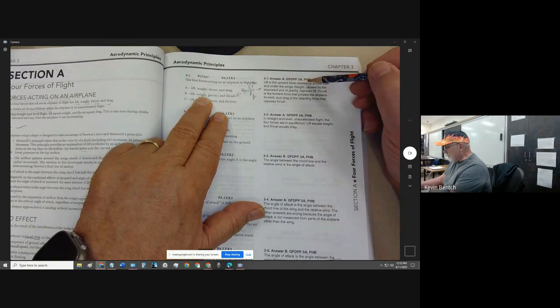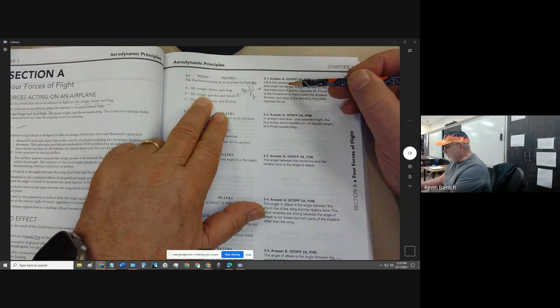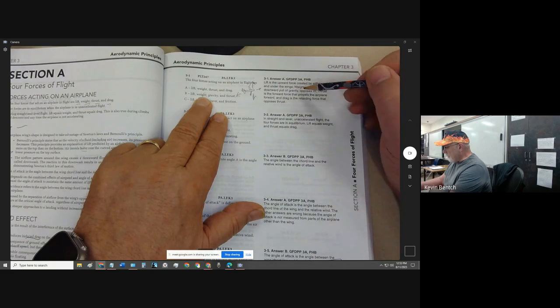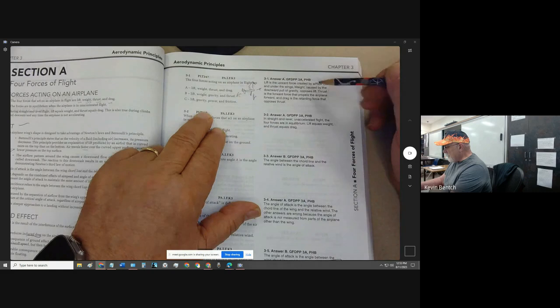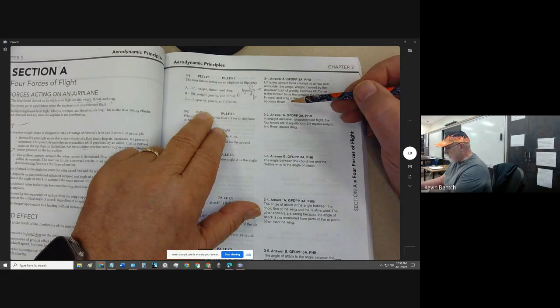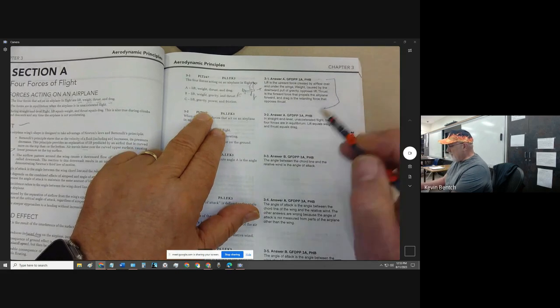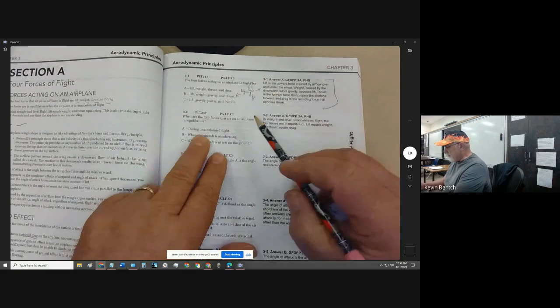Lift is the upward force created by the airflow over and under the wings. Weight, caused by the downward pull of gravity, opposes lift. Thrust is the forward force that propels the airplane forward, and drag is the retarding force that opposes thrust. There's way more to go on that, but that's good enough for what we're studying.